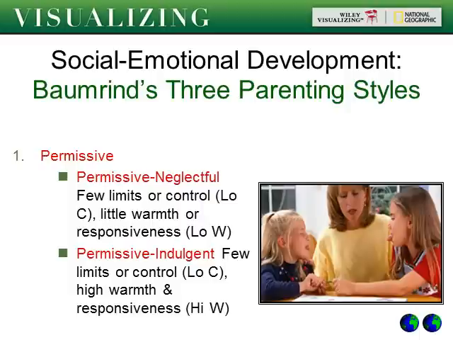So Baumrind came up with 3 different parenting styles to describe how parents interact with their children. One of them is a permissive parenting style, and there are 2 types of permissive parenting: the neglectful and the indulgent. And those are kind of different. The permissive neglectful parents will place very few limits on their children, but at the same time, they will show very little warmth or emotional responsiveness. Permissive indulgent parents are different in that there's a high level of warmth and emotional responsiveness to their children, but both permissive types place few limits or control on their children. Permissive indulgent parents will hug their children and show a very warm response, smile at them, make eye contact, while the neglectful ones won't do any of that.